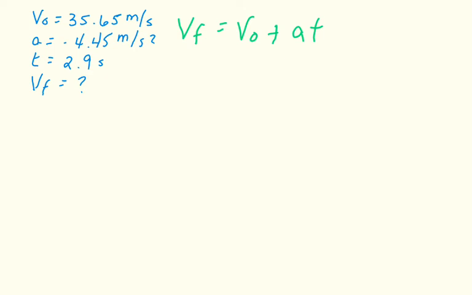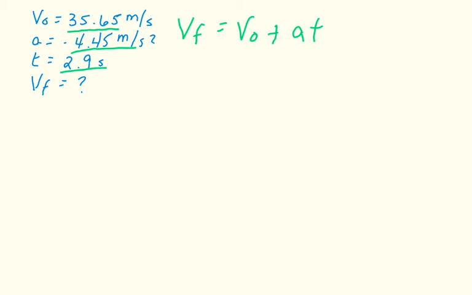Now, at this point, we know what values we have, right? Here's our initial velocity. Here is our acceleration. Here is our time, right? Because the formula is already set up for us, all we have to do is literally just plug everything into the correct value. What that means is you rewrite your formula and just plug everything in.